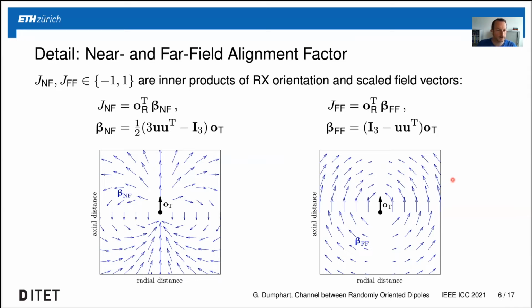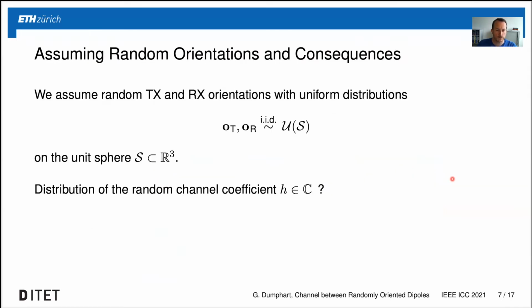All right, now the assumptions that we use in this work in terms of random coil orientations are, we assume that the transmitter orientation and the receiver orientation both have uniform distribution on the 3D unit sphere and with statistical independence. So this is the ultimate in random coil orientation that you could think about.